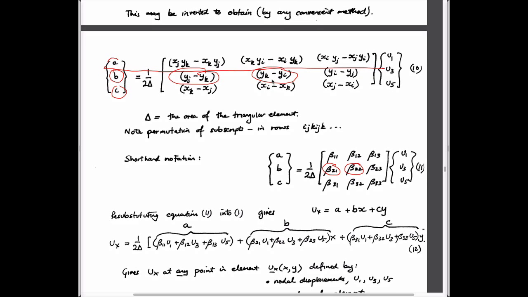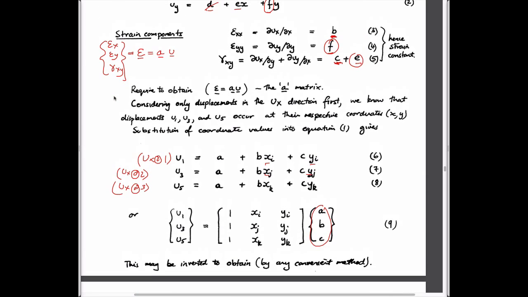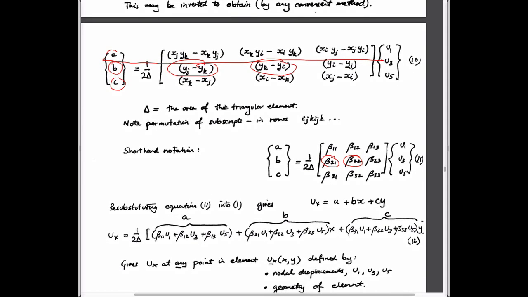Okay? So the bottom line is we have the ability to get B and C. We want to be able to get B and C because B is going to be the normal strain in the x direction, and C is going to be a part of the shear strain in the xy direction. And these values of B and C are a function of only the coordinates of the nodes and also the magnitudes of the displacements.